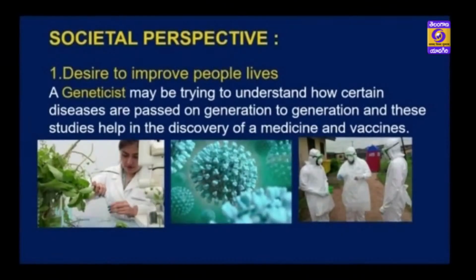Here the first reason is the desire to improve people's lives. Why do society or the nation pay the scientist? Because directly or indirectly it will improve people's lives. For example, a geneticist, a scientist who works on DNA or genes, may be trying to understand how certain diseases are passed on from one generation to another, and these studies help in the discovery of medicines or vaccines. That means a geneticist is always working for the welfare of humanity or the community. For that purpose societies and nations pay.